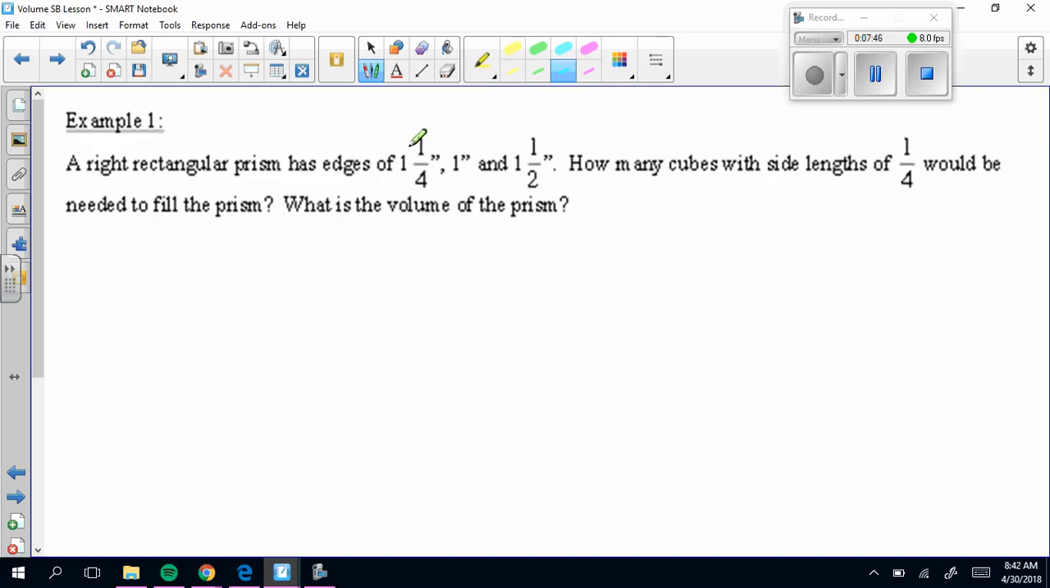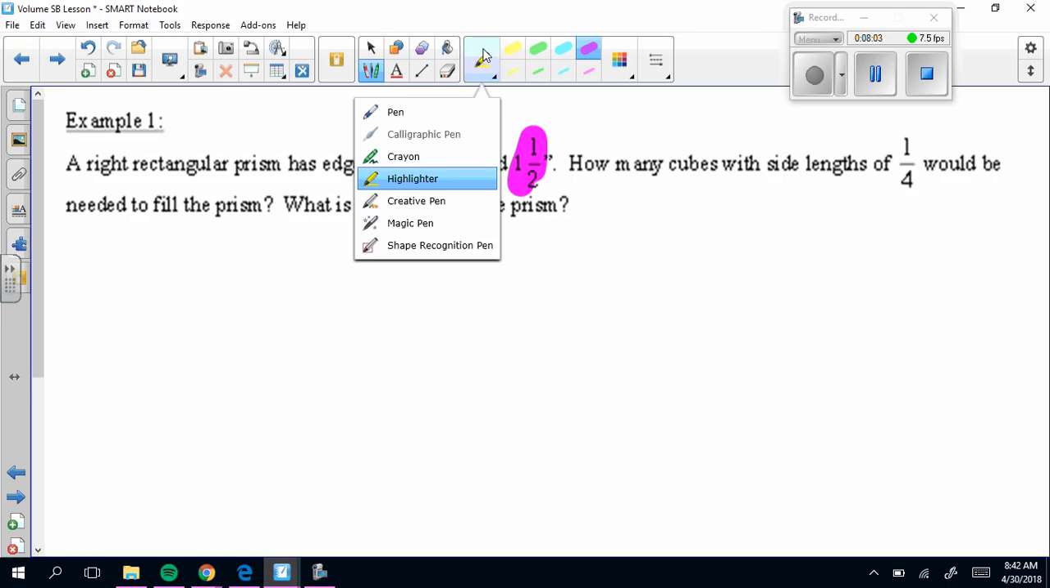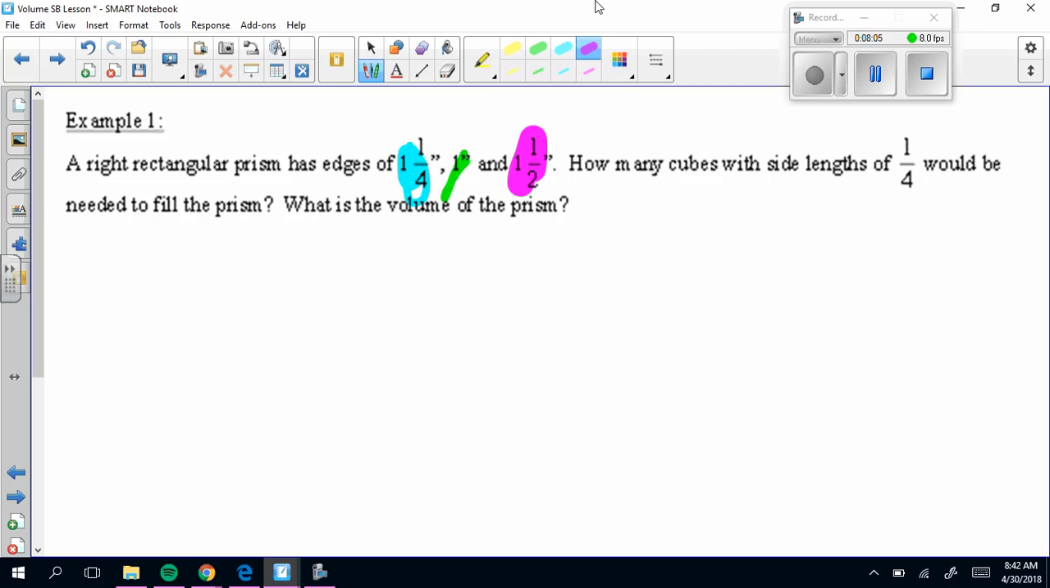We know that 1 1/4 is going to be our length. We know 1 is going to be our width. And we know 1 1/2 is going to be our height. Now, don't worry about this 1/4 part yet. Let's worry about finding the volume of this. So, look at this measurement here. We want to make both of these into improper fractions so it'll be easier to multiply when we're trying to find the volume.